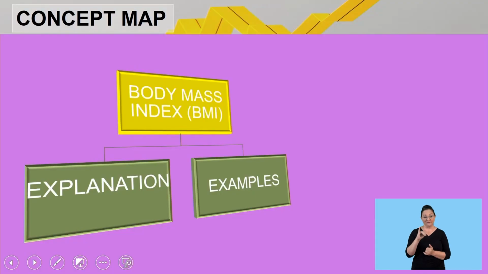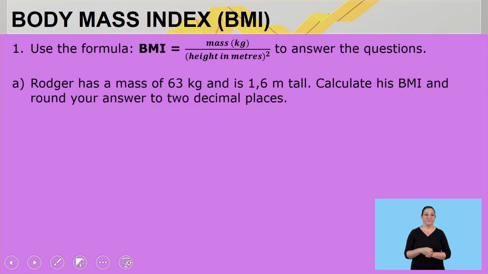Let us now put what I've said in the first part of our lesson and incorporate it by doing some questions, some mathematics. As I've indicated, we are looking in our lesson today at body mass index, and now we're moving on to some examples. At question number 1, I said use the formula BMI equals mass in kilograms divided by your height in meters squared to answer the questions.